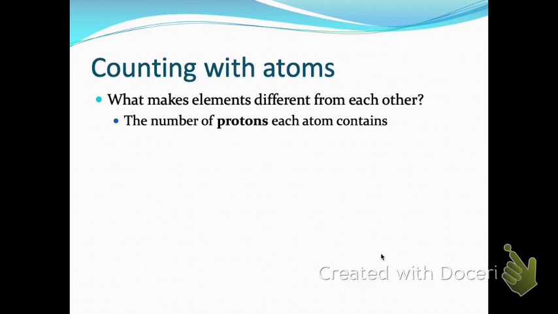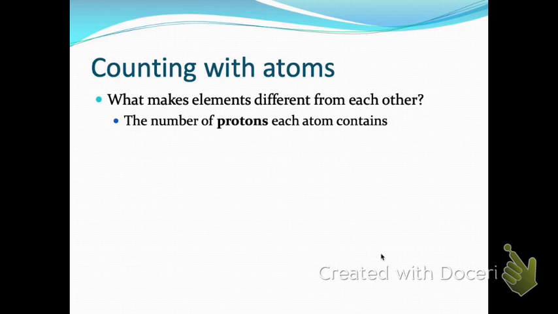So if an atom has 8 protons, it's always oxygen, no matter what. Doesn't matter how many neutrons or electrons it has. If it has 8 protons, it is oxygen. If it has 7 protons, no longer oxygen. It's now nitrogen, right? If it has 6 protons, no longer nitrogen, it's carbon. Okay, so the protons are the distinct characteristic that makes an element an element.